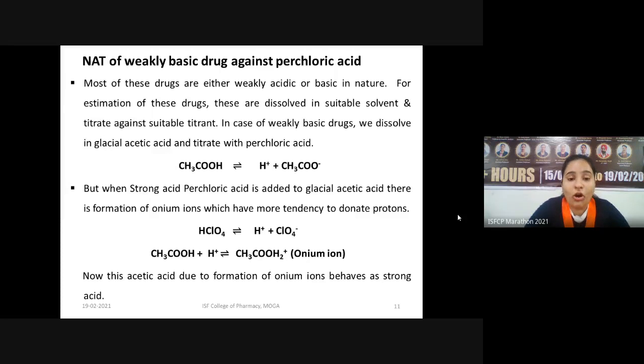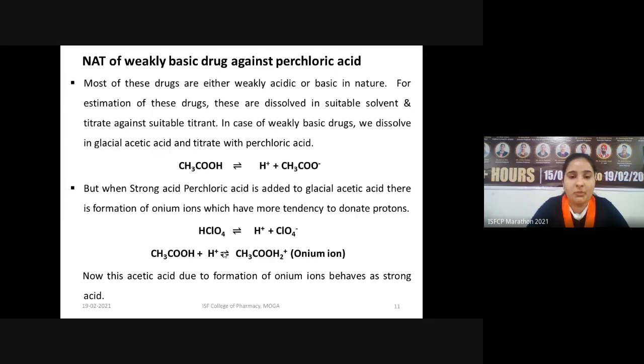On protonation, acetic acid gets converted into a species which we can see, that is the onium ion, CH3COOH2+. Now this acetic acid, due to the formation of onium ion, behaves as a strong acid. Acetic acid, which was a weak acid before, after the acceptance of the proton from the perchloric acid, will act as a strong acid due to the formation of onium ion.